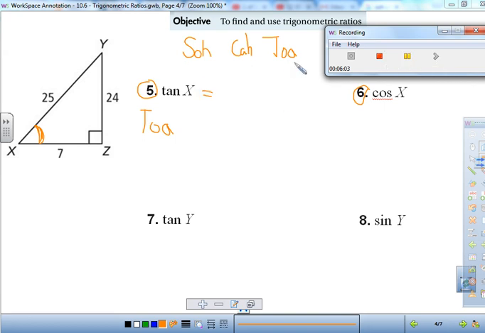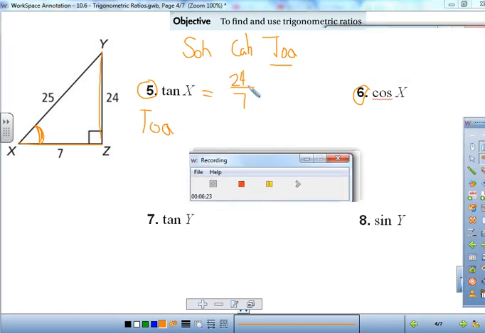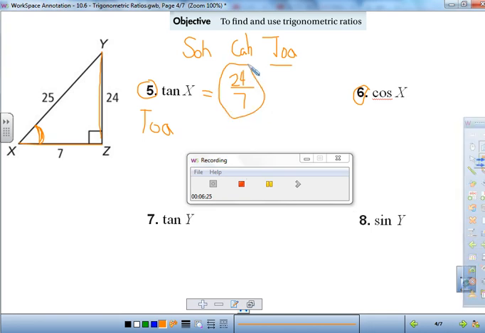Okay, so remember we have SOHCAHTOA. Right now we're doing TOA. Opposite of angle X is side length 24, and adjacent to angle X, not the hypotenuse, the other one, is 7. So tangent of X is going to be 24 over 7, and we can't reduce that, so just 24/7 is great.